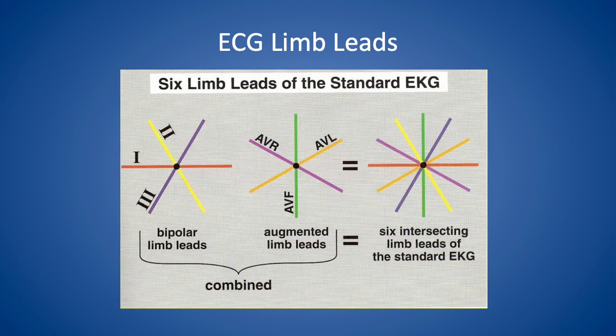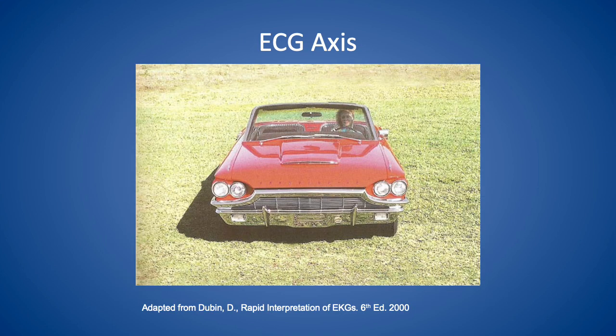And so when you add the original 3 limb leads plus the augmented leads, you have 6 intersecting limb leads on a standard EKG. So the electrical activity always remains constant, but these positive electrodes change from lead to lead. And so the tracing looks slightly different based on the angle that we're recording.